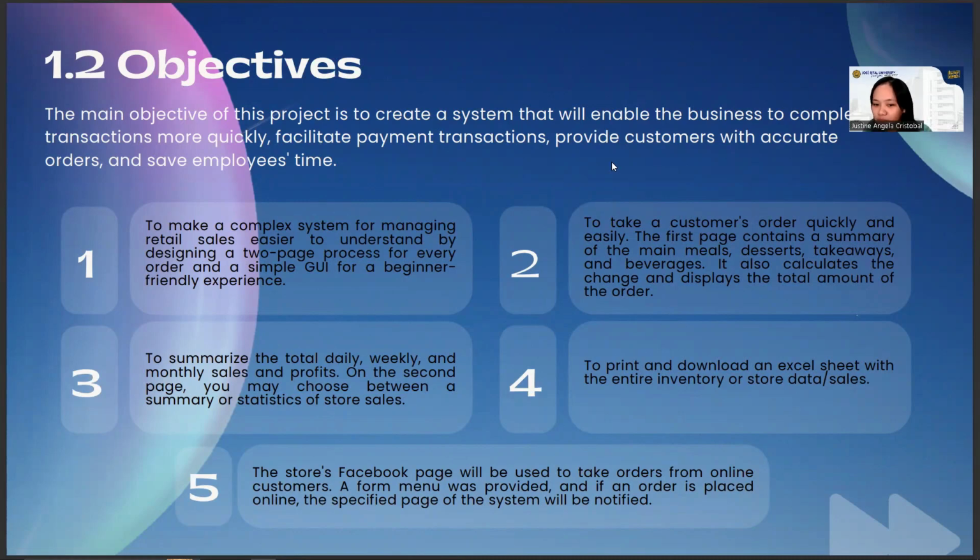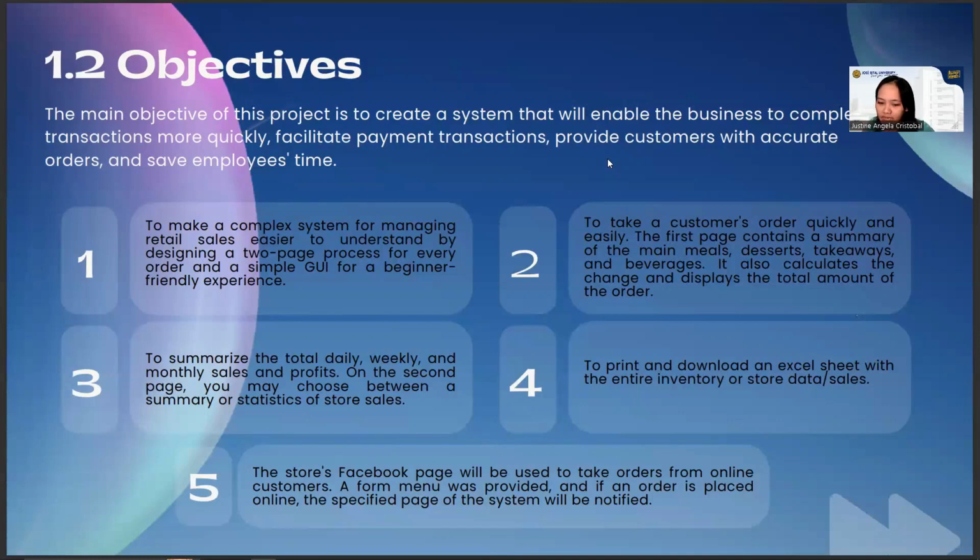Number one, to make a complex system for managing retail sales easier to understand by designing a two-page process for every order and a simple GUI for a beginner-friendly experience. Number two, to take a customer's order quickly and easily. The first page contains a summary of the main meals, desserts, takeaways, and beverages. It also calculates the change and displays the total amount of the order.